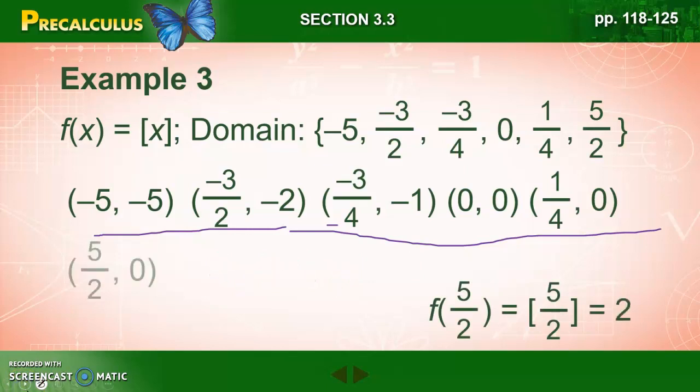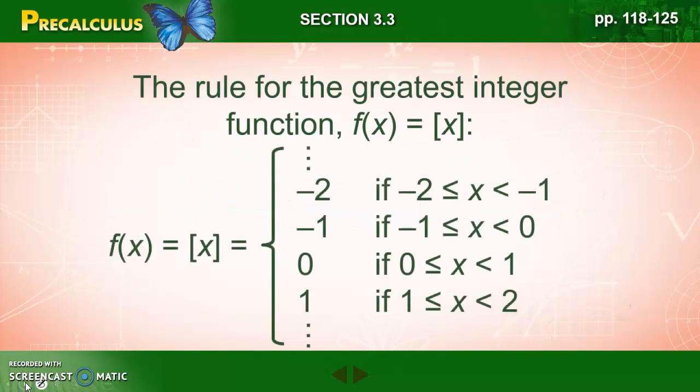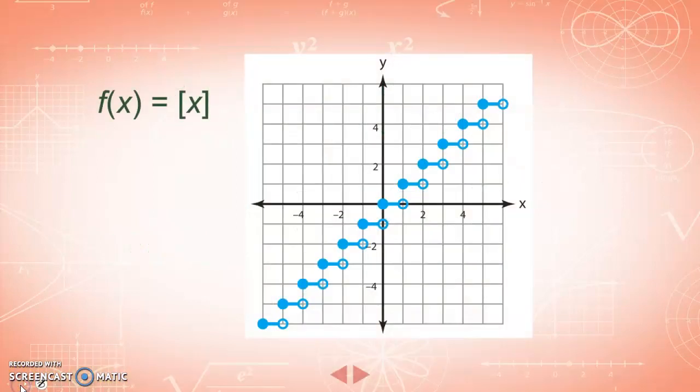Now, the greatest integer function has a special look to it, a very unique look. And we'll take a look at what that looks like in just a second. So here is our rule for the greatest integer function. So the greatest integer function says f of x equals greatest integer of x equals negative 2 if our value is less than negative 1 but greater than or equal to negative 2. It's negative 1 if our x value is greater than or equal to negative 1 or less than 0, and so forth and so on. That's what these 3 dots mean. Basically, we're always going to go to the closest integer without going over. And when we graph this function, it looks like this.